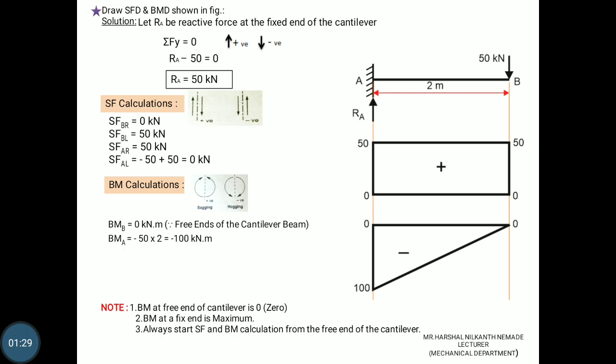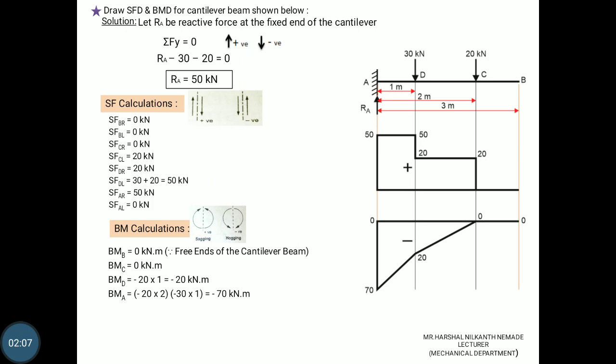After that, BM calculation. Bending moment at B is equal to 0 kilonewton meter since it is the free end of the cantilever beam. At the fixed end, minus 50 multiplied by 2 is equal to minus 100 kilonewton meter. Note, bending moment at the free end of the cantilever is 0. Bending moment at the fixed end is maximum. Always start SFD and BMD calculation from the free end of the cantilever beam.